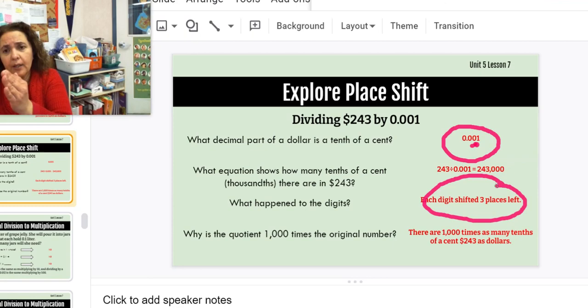Because remember, I'm breaking it apart. I'm dividing it up into smaller pieces. So it's going to get bigger because I'm breaking it up into smaller pieces. In this case, I'm dividing it up into 1,000 pieces, right?